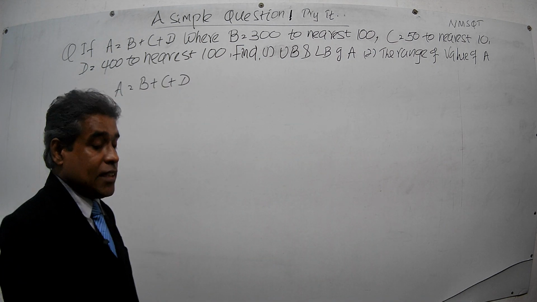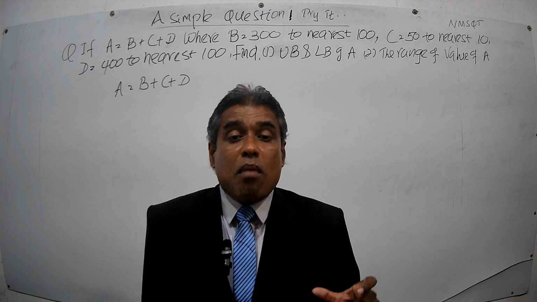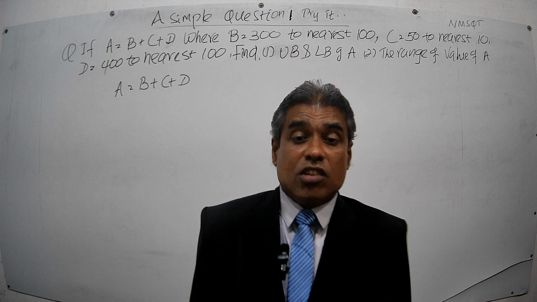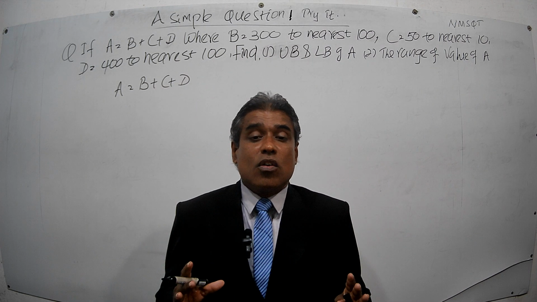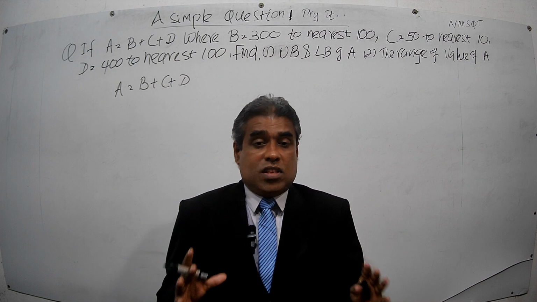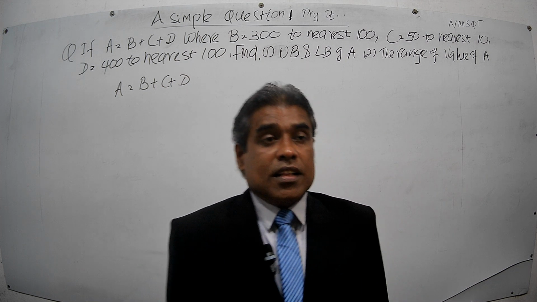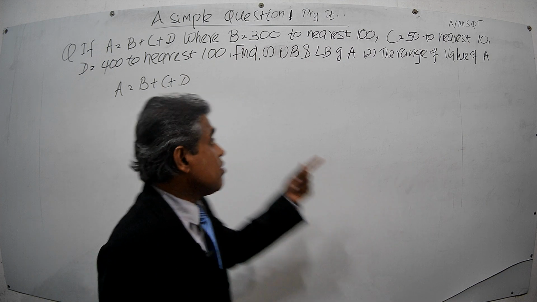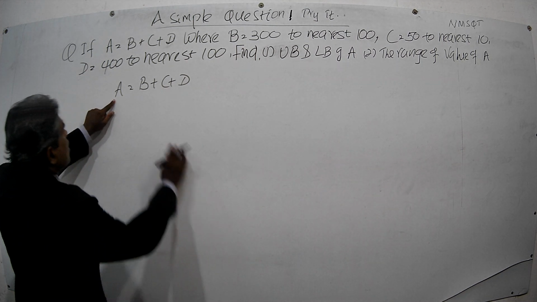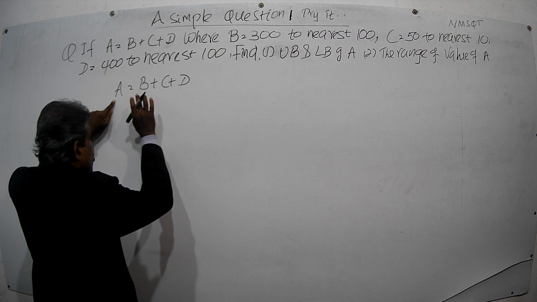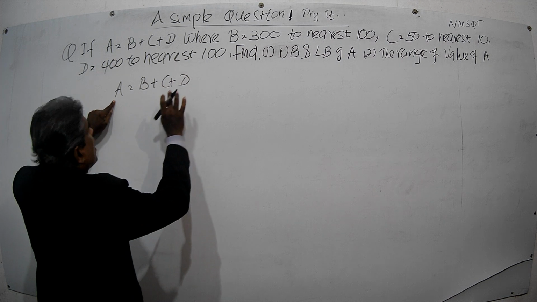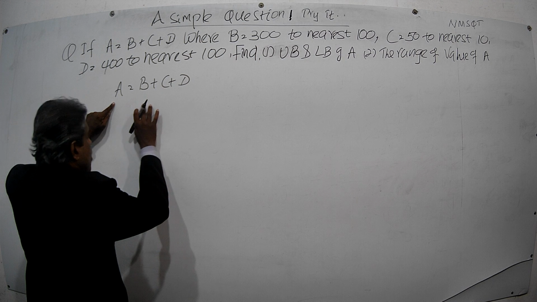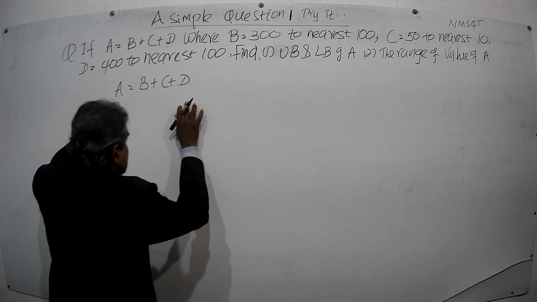We know how to find the upper bound and lower bound of a sum of several corrected values. The upper bound of a sum equals the sum of the upper bounds of these corrected values. That means the upper bound of A equals the sum of the upper bound of this, the upper bound of this, and the upper bound of this. That means the upper bound of A equals the upper bound of B plus the upper bound of C plus the upper bound of D.